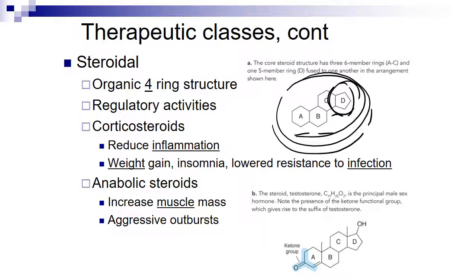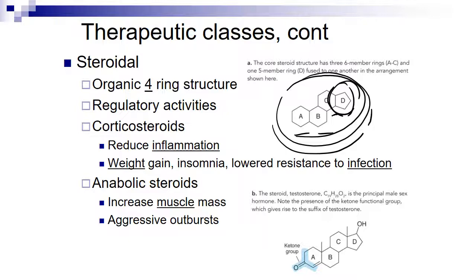The corticosteroids, those are the ones that are going to be used to reduce inflammation. They're similar to cortisol. Cortisol is a steroidal hormone actually produced by your adrenal glands. They can help relieve pain and swelling due to arthritis. They can be used to treat asthma, so they want to reduce the inflammation in the breathing passages. And they can be used to help reduce the itching and inflammation caused by eczema. But everything has some issues. They can cause weight gain, insomnia, so you can't sleep, and you also have lowered resistance to infection.